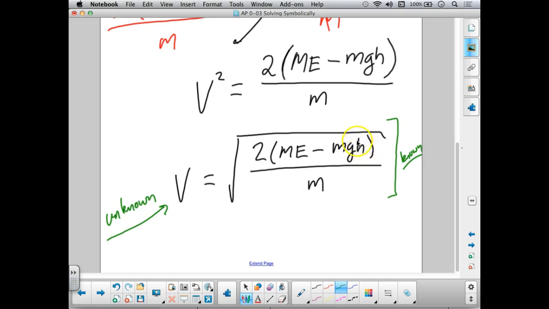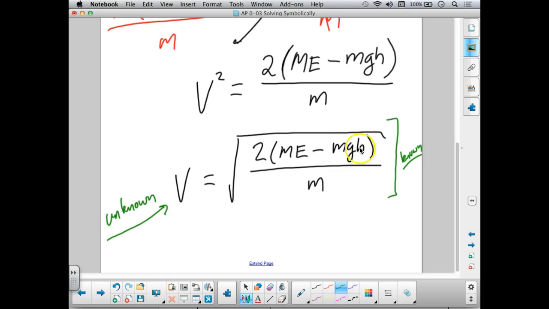I see that height is on the top of this fraction, but it also has a negative sign in front of it. So that means the lower my height, the greater my velocity. And that also makes sense. As something drops down a hill or drops from a height, it's trading its potential energy for kinetic energy.